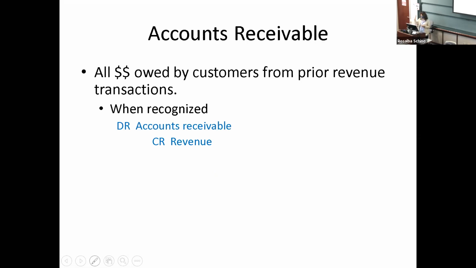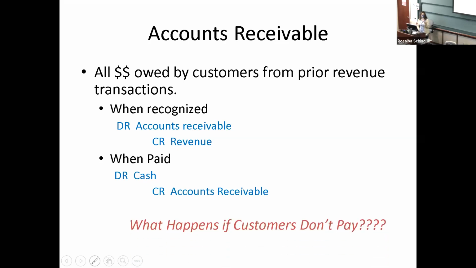But if you make a sale on account, your accounts receivable will increase and your revenue will increase. When the customer pays, your cash will increase, and your accounts receivable, which tells me how much customers owe me, will decrease. Any questions with these transactions? These are the basics, and we can't do anything unless we are pretty clear on these transactions. Do they make sense? Okay.